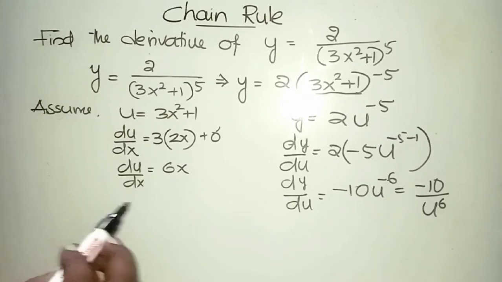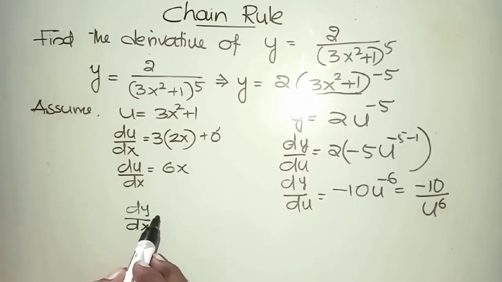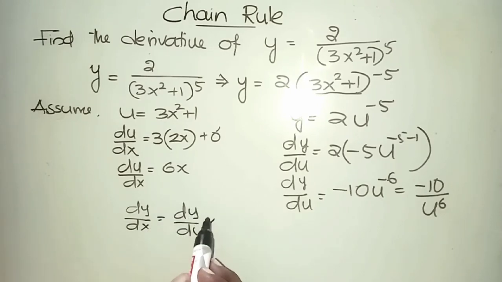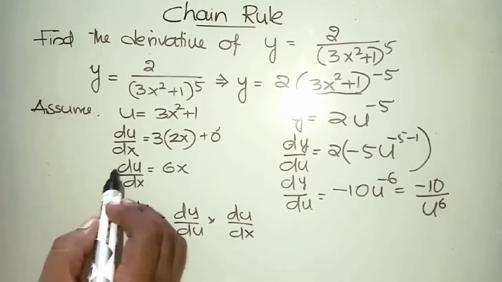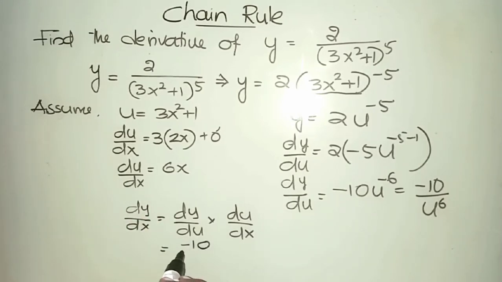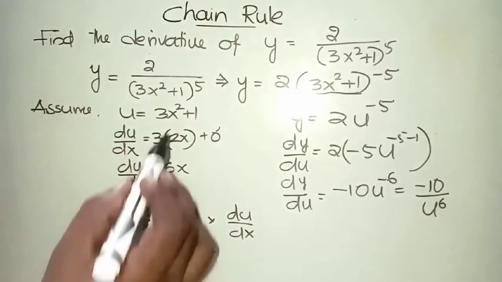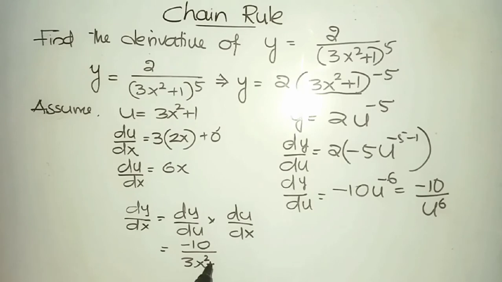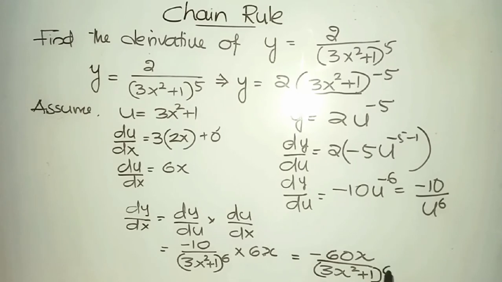Now write the chain rule. So chain rule states that dy by dx is equal to dy by du multiplied by du by dx. So that's equal to, dy by du is minus 10 by u raised to 6. What is u? 3x square plus 1. So (3x square plus 1) raised to 6 into du by dx is 6x. So we get the final result as minus 10 into 6x is minus 60x by (3x square plus 1) the whole raised to 6 as the final answer by using chain rule.